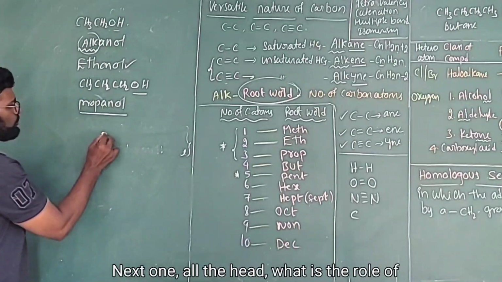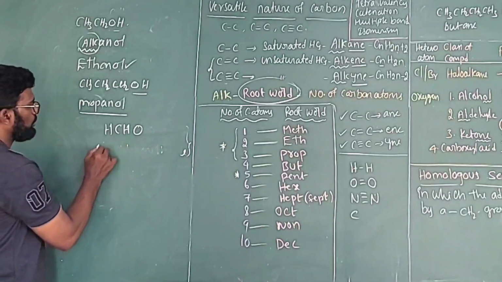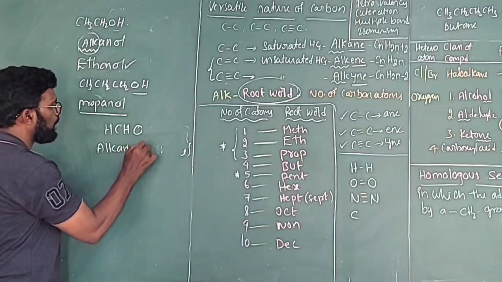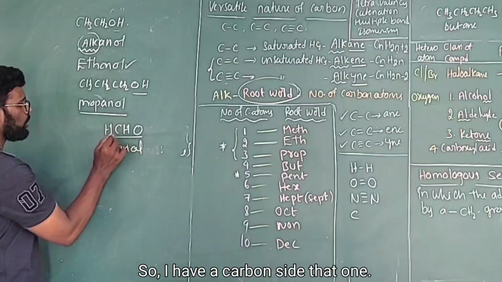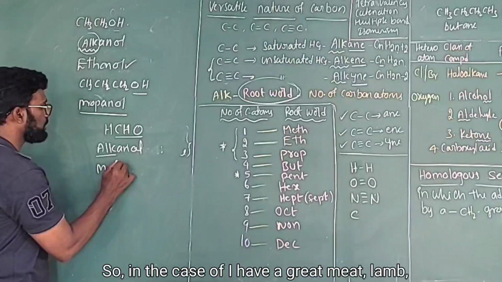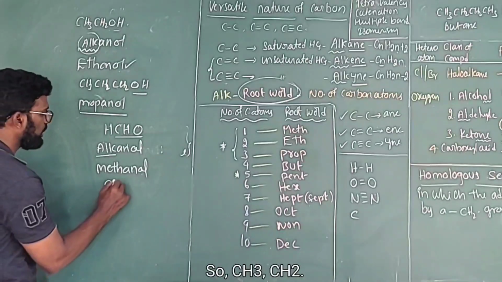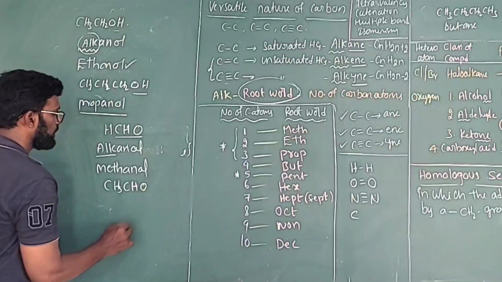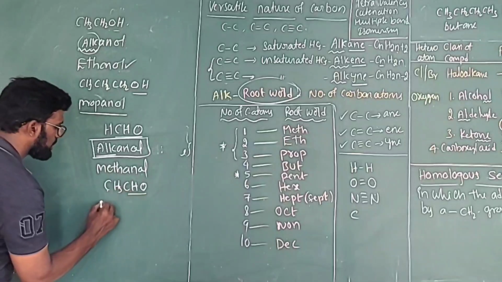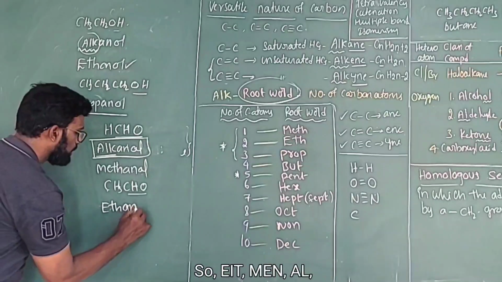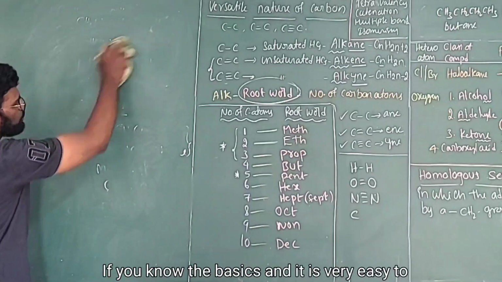And next one, aldehyde. What is the name of this compound? HCHO. Its name is alkanal. CHO is there, aldehyde, alkanal. So how many carbons are there? 1. So in the place of alk, I'll write meth. Methanal. Its name is methanal. If I write CH3CHO, CHO is there, so it is an aldehyde group. So its name is alkanal. 2 carbons are there, so ethanal. So simple. If you know the basics, it is very easy to understand the science.